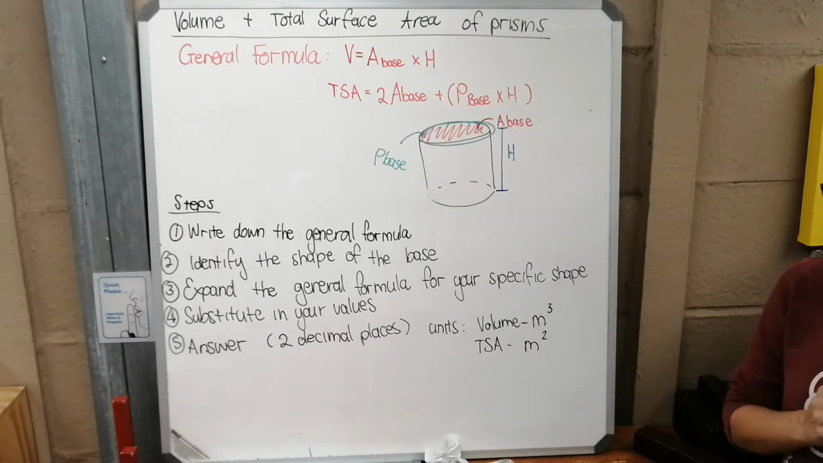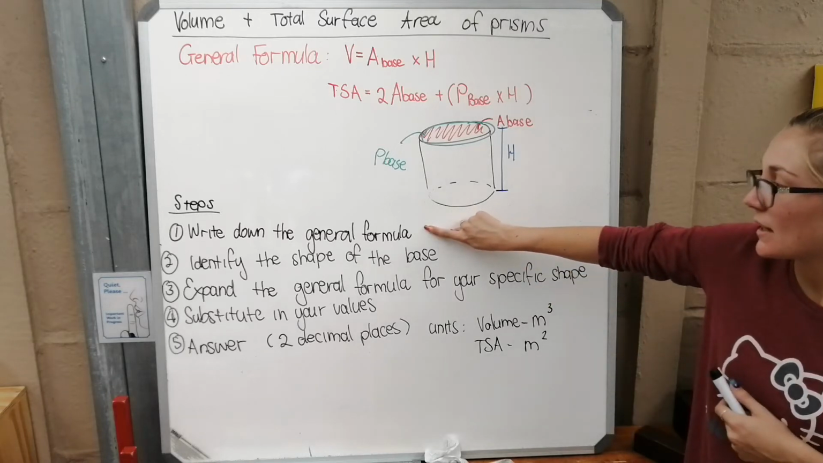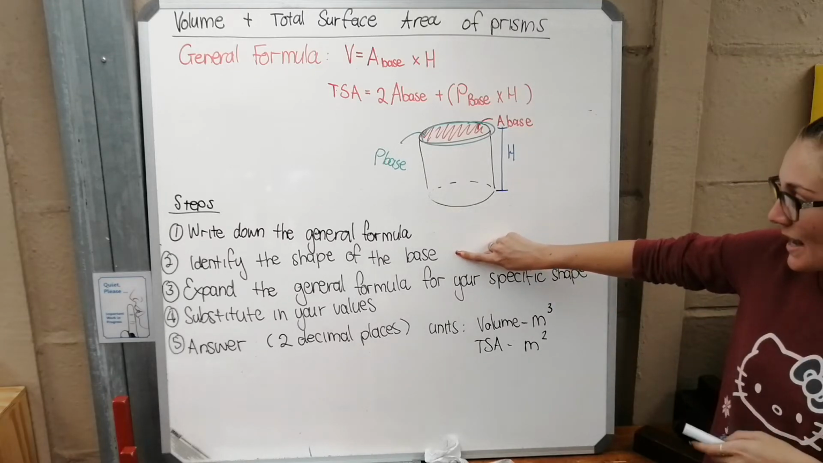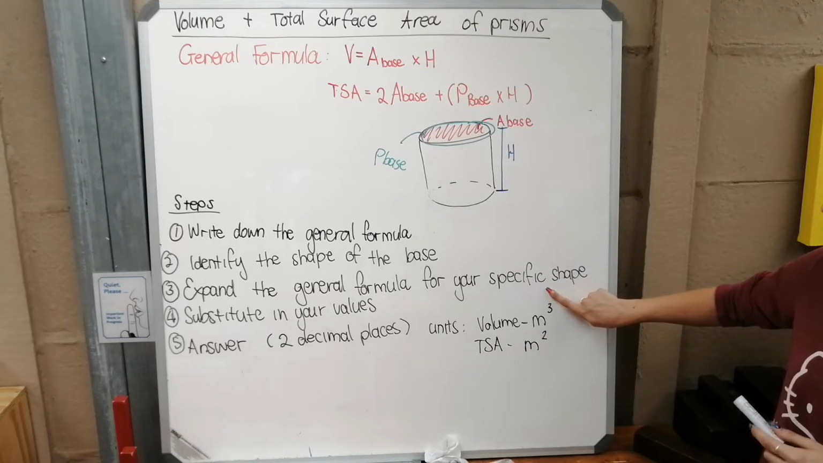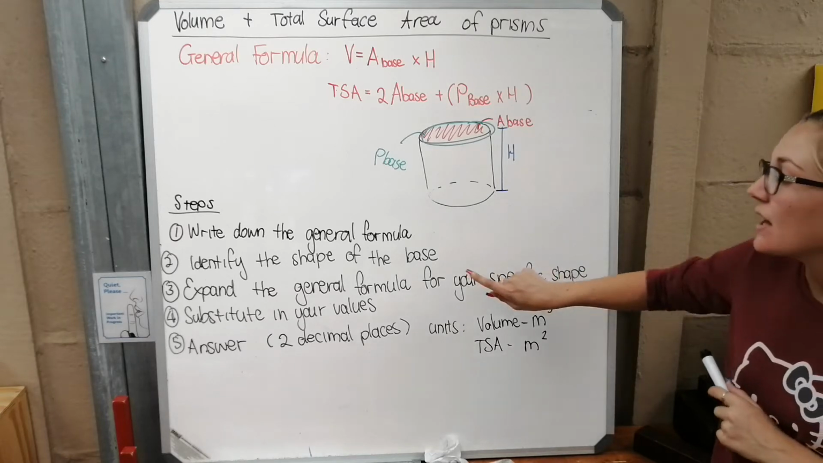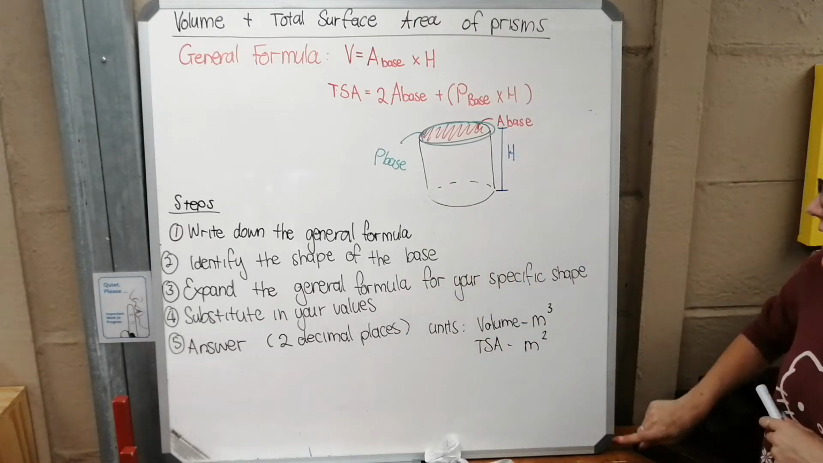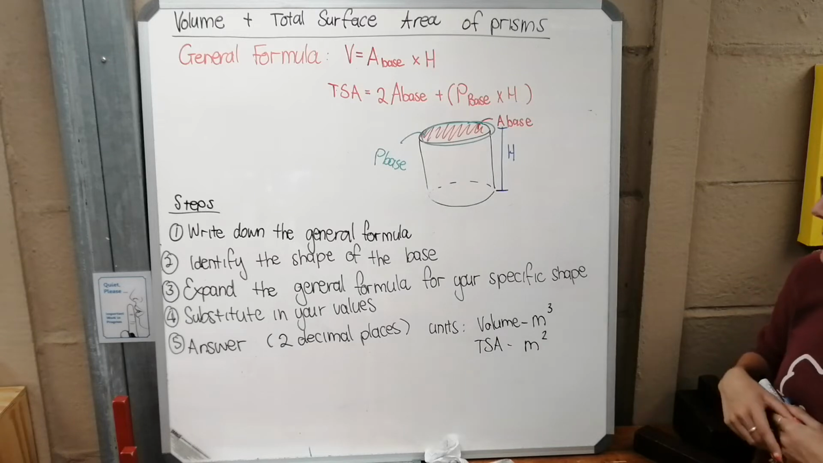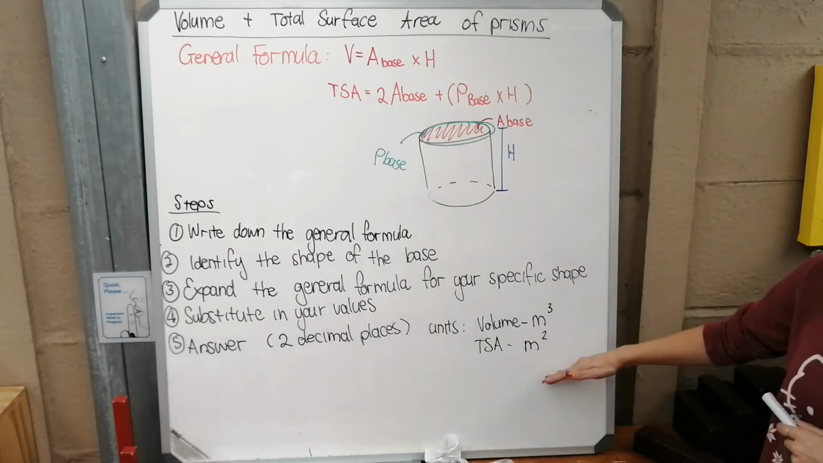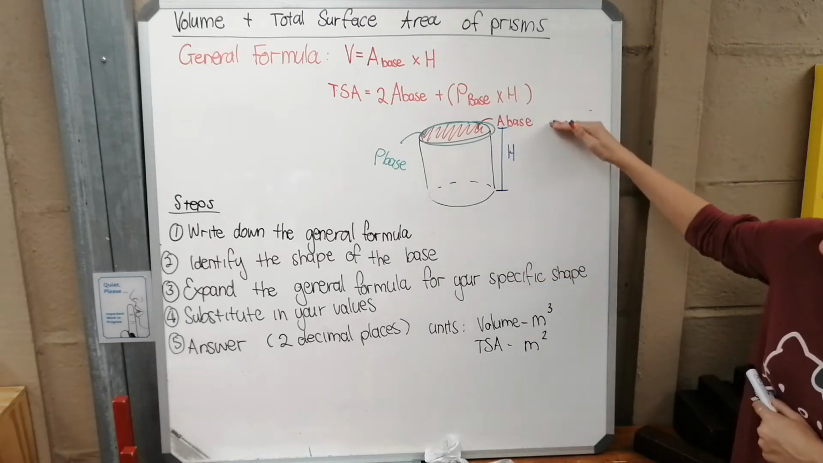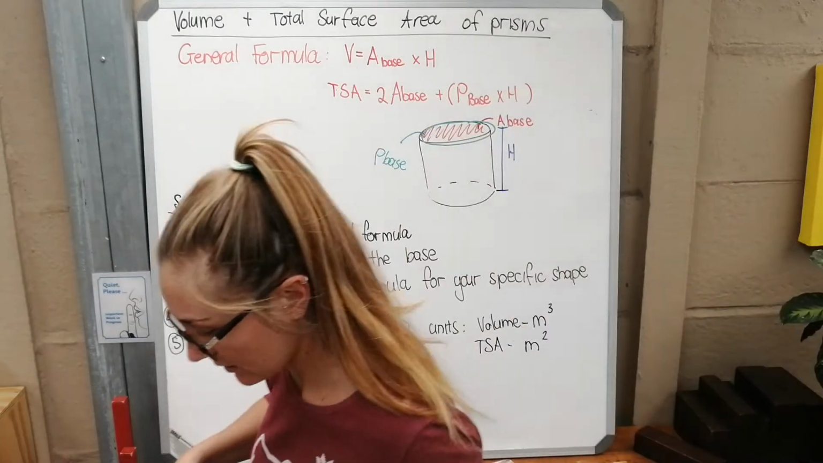Okay, so these are your 5 steps. You write the general formula, you identify the shape of your base, you expand your formula for your specific shape, substitute in your values, and then you write the answer. So what I'm going to do is leave the steps here, erase this top part, and we're going to do an example together.